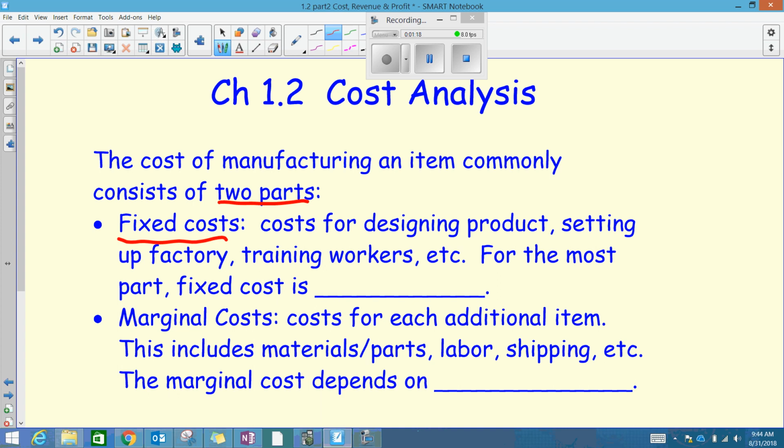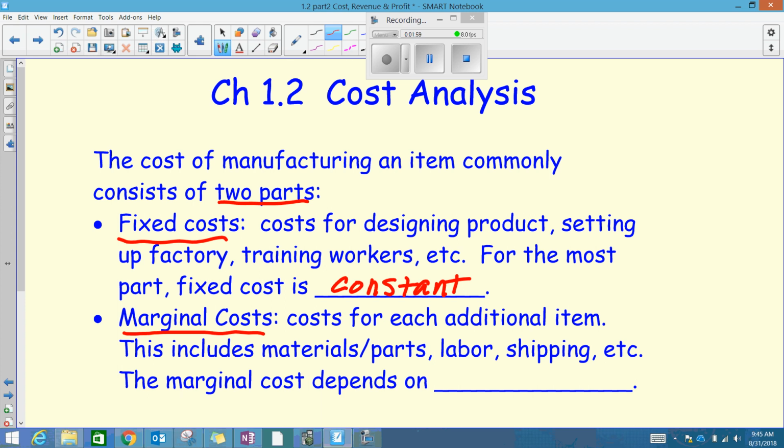So whether you're going to make like 100 cupcakes or 2 cupcakes, you have to have an oven, for instance. So an oven would be fixed cost. Whether you're going to make 1 car or 1,000,000 cars, you have to have the factory, the machinery, the workers, etc. So for the most part, fixed cost is constant. It does not change no matter how many items you make. Marginal cost is the cost of making each item. So this includes the ingredients for a cupcake, the materials or parts for a car, the hourly wages for the workers making the product, shipping, etc.